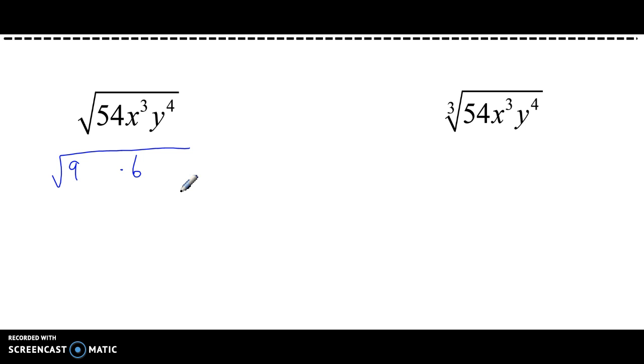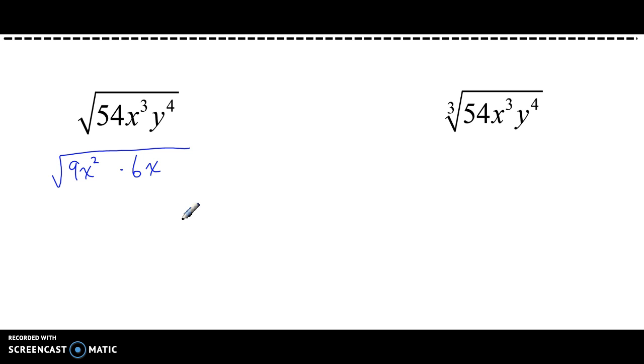X cubed. Is there something squared inside of x cubed? Yeah, of course. There's an x squared inside of x cubed. X cubed breaks up as x squared times x. So I put the two pieces, one on the left, one on the right. The one on the left will come out of the root. The one on the right will sort of be left over.